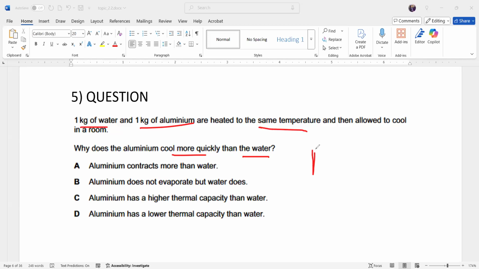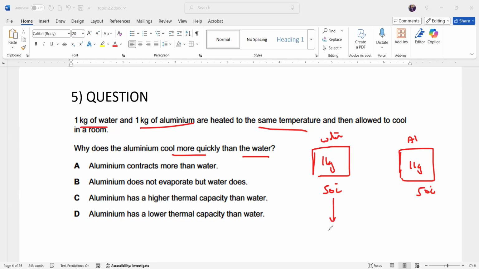Let's say we have an equal amount, 1 kilogram of water and 1 kilogram of aluminium. When we heat both of them initially, let's say this is at 50 and this is also at 50. But when we cool down, the temperature of the water, let's say in 2 minutes, changes to 40 degrees. But the temperature of the aluminium in 2 minutes might change to, let's say, 30 degrees. So what is the change in temperature for the water? The change in temperature of the water is only 10 degrees. And what is the change in temperature for the aluminium? It is 20 degrees.